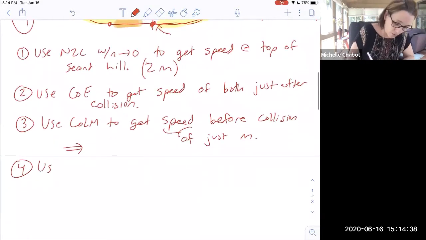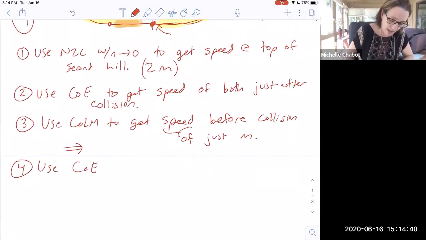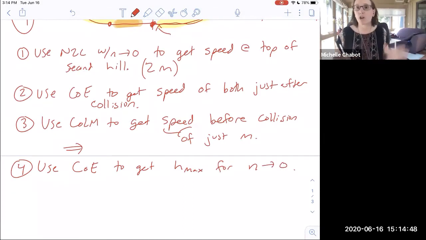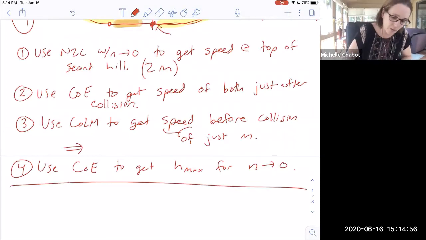I'm going to use conservation of energy, my last change in height, to get H max for my normal force going to 0. The height I will solve for will be my maximum height because I set my normal force equal to 0. All right, so let's go ahead and execute all of these steps.